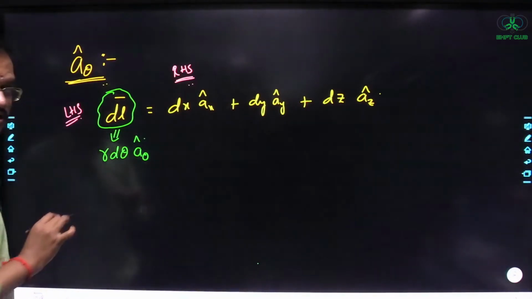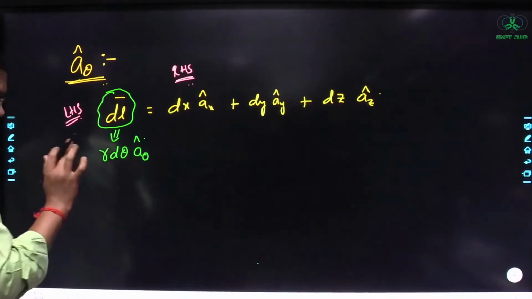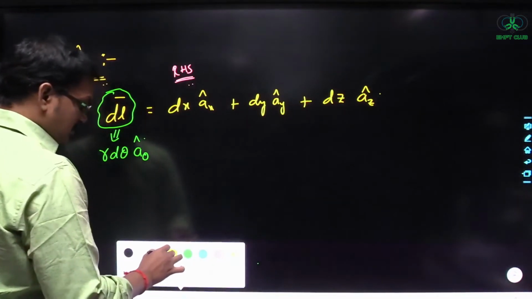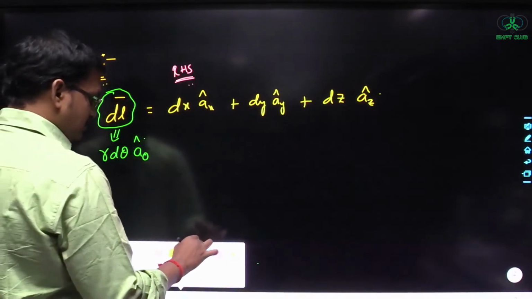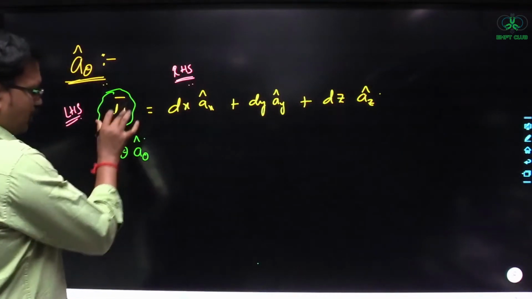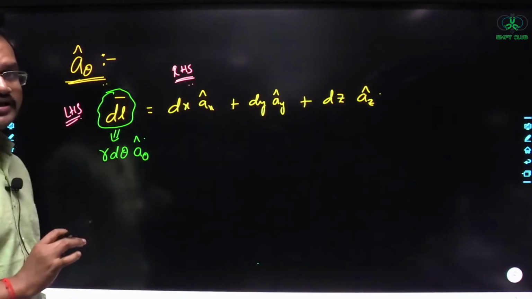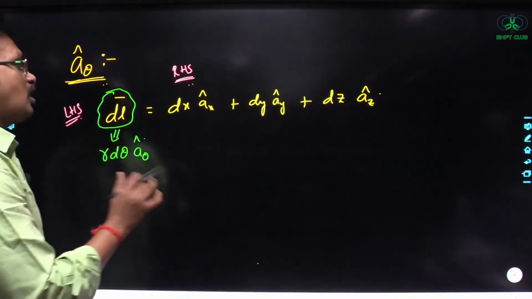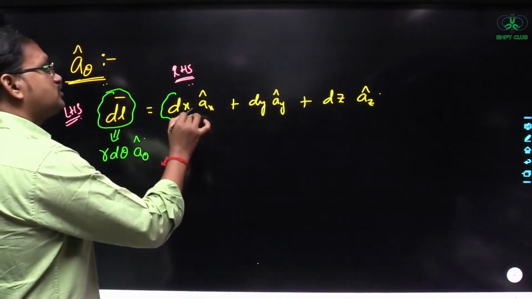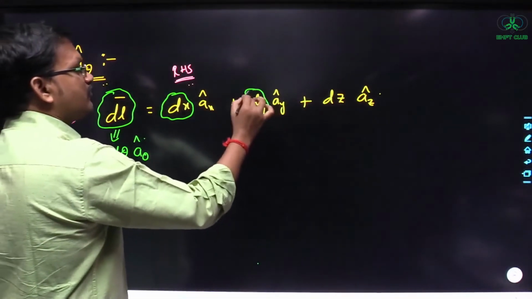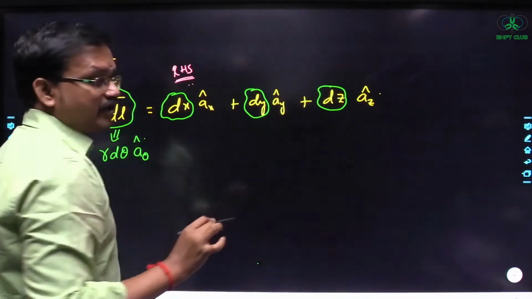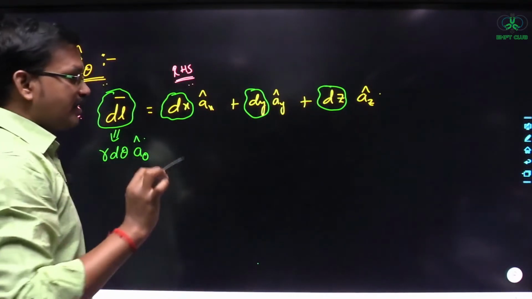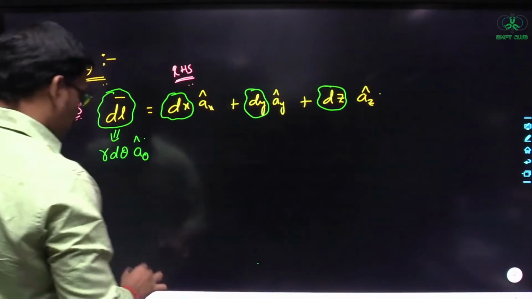Yes or no? So by varying theta, the differential length that we are going to get is nothing but R d theta a theta cap. So on the RHS also we have to determine dx, dy and dz by varying only theta. In order to do that, what we have to do?